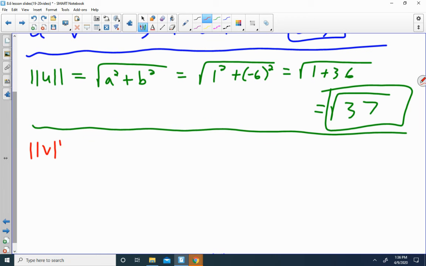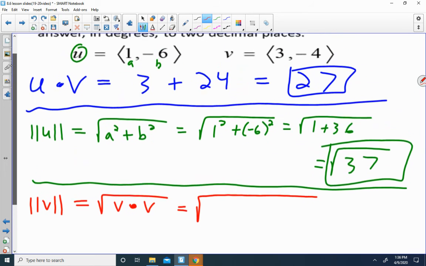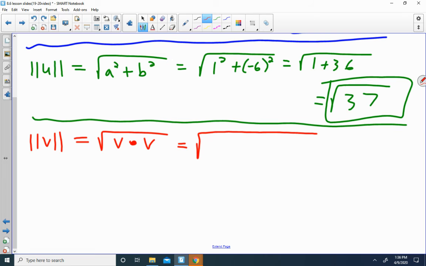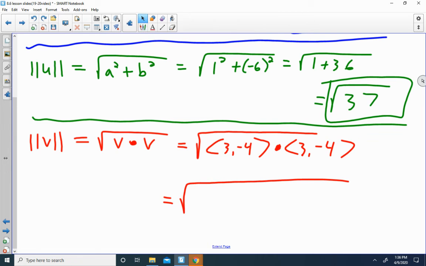So, now moving on to the third part. Now we've got to find the magnitude of v. And this time we're going to do the new way. We're going to do the dot product of v. Okay, so what is v again? It is 3, negative 4. So 3, negative 4, 3, negative 4, and I have to do the dot product.